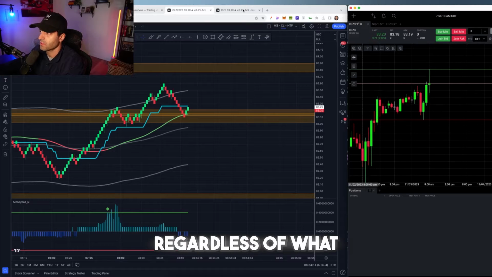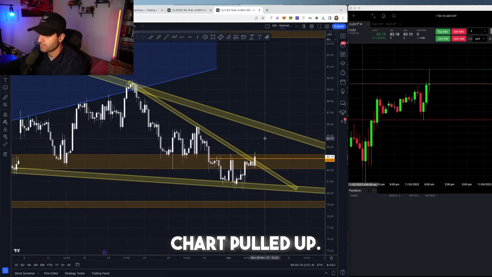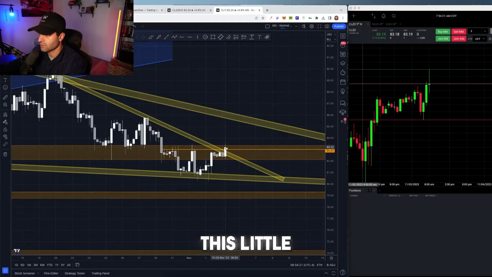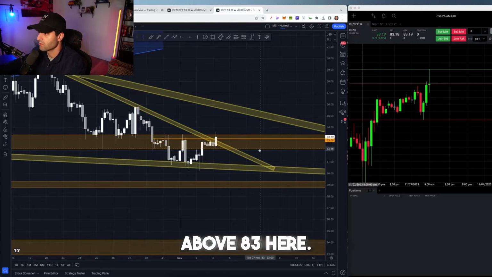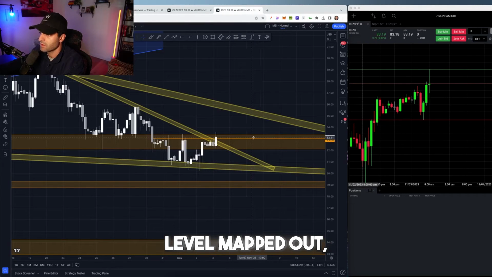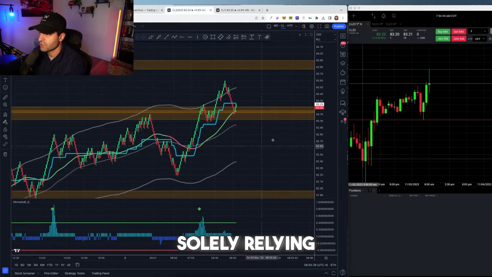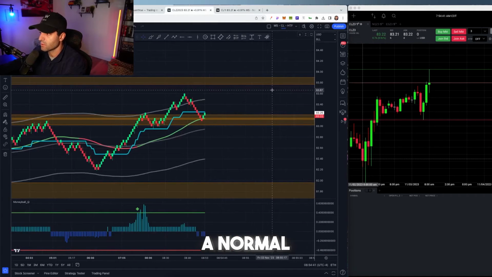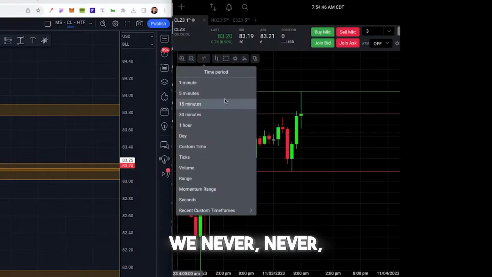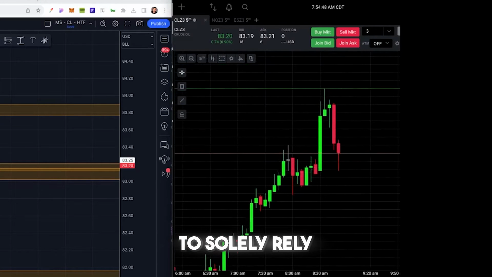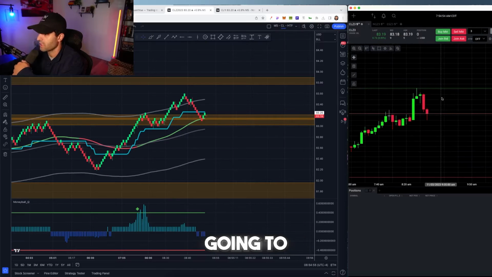And then regardless of what I'm trading, I always have a higher time frame. In this case, I've got a 4-hour chart pulled up. As you can see, we are breaking this little trend line here on this 4-hour candle and trying to break and hold above 83 here. Also got this level mapped out. Changed this color so you could see it a little better, that light blue. So not solely relying just on our indicators, I am also watching normal candlestick price action as well as overall macro sentiment. We never tell you to solely rely on our indicators unless, of course, you're automating our alerts. In that case, then you are going to rely on them.